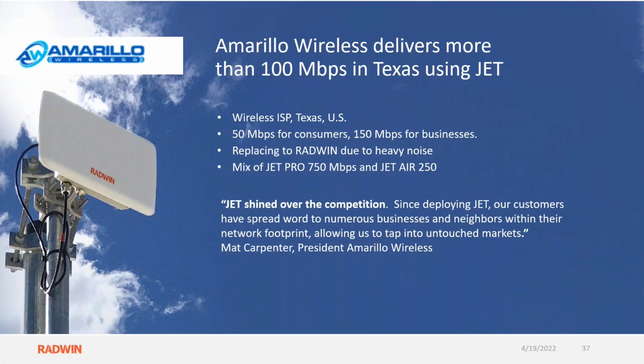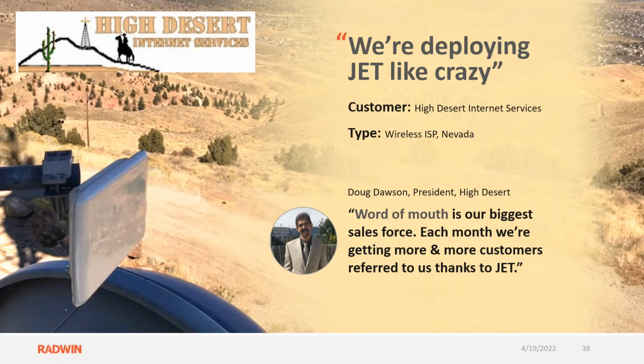Amarillo Wireless, obviously that one's in Texas. So this is an example using the Jet. So they're using that CIR. Business consumers are getting a CIR of 50, businesses are getting 150. High Desert.